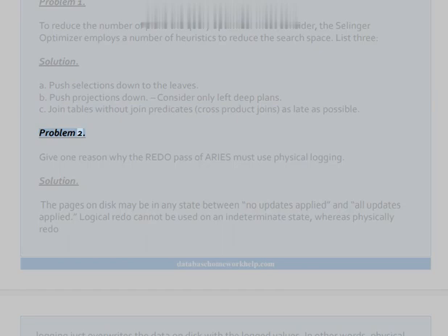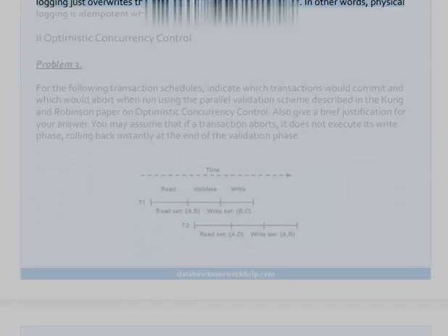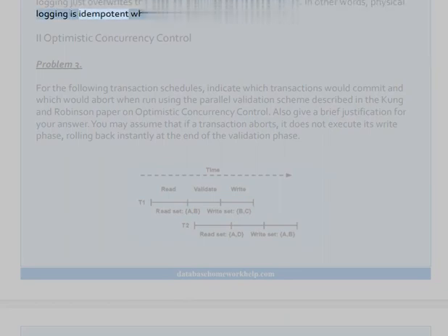Problem 2. Give one reason why the redo pass of ARIES must use physical logging. Solution. The pages on disk may be in any state between no updates applied and all updates applied. Logical redo cannot be used on an indeterminate state, whereas physical redo logging just overwrites the data on disk with the logged values. In other words, physical logging is idempotent whereas logical logging is not.